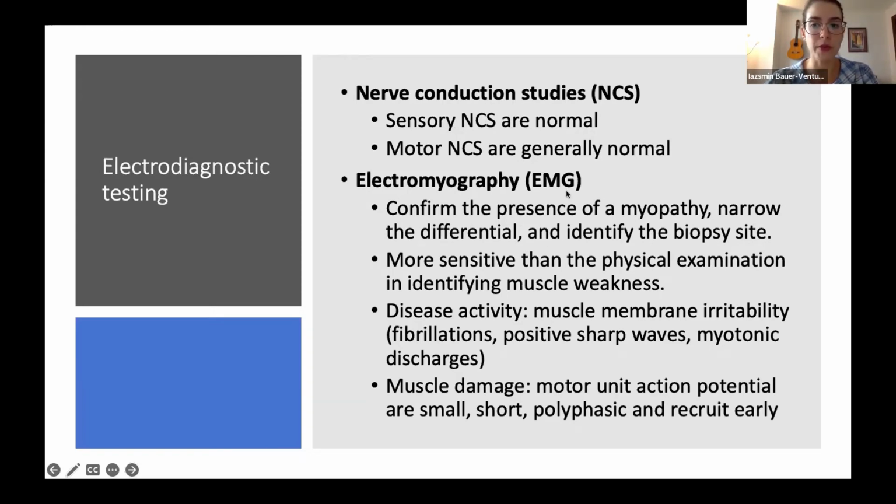The EMG is helpful in confirming a myopathy, narrowing the differential by identifying which muscles are affected, and also identifying a biopsy site. It is important to mention that even patients who have a normal manual muscle test in your physical exam can be identified as having muscle weakness by EMG. So it's a very sensitive test in the right hands. For patients who have disease activity, ongoing inflammation in the muscles, we see signs of muscle membrane irritability, which are fibrillations, positive sharp waves, and myotonic discharges. For patients who already have signs of muscle damage, either because the disease is long-standing or very severe, we see a decrease in the motor unit action potential. These potentials are small, short, polyphasic, and they recruit early. When muscle fibers degenerate over time, others in the neighborhood are recruited to be able to contract the muscle.